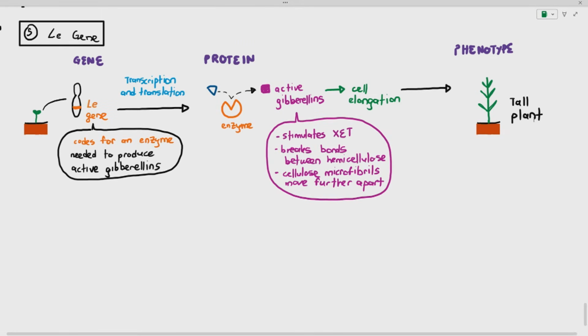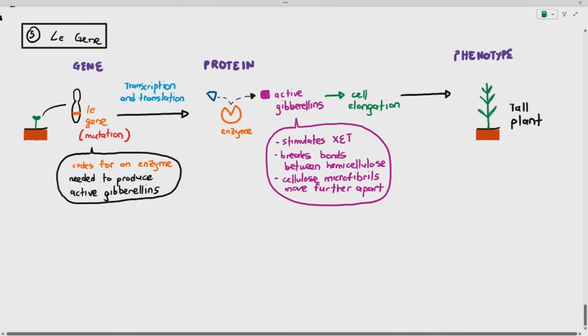You see, for plants to grow, they need two types of hormones, auxin and gibberellins, and gibberellins is equally important as well. So, the LE gene codes for the enzyme. The enzyme is supposed to produce active gibberellin, and the active gibberellin stimulates cell elongation. And how does it affect the plant phenotype? It makes the plant taller.